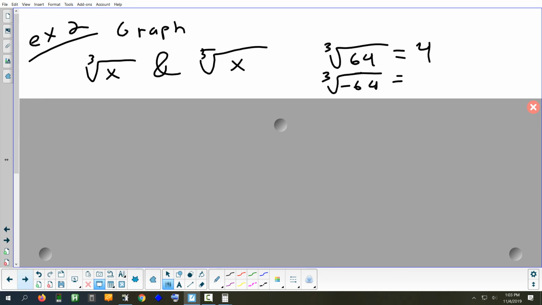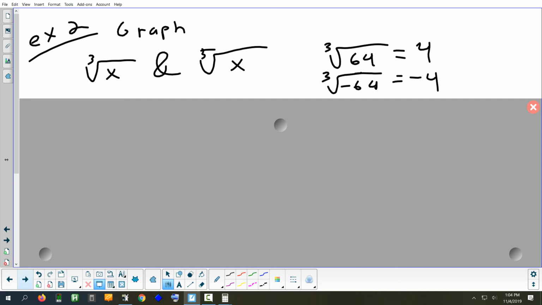So you can't think of a number that you can multiply by itself 3 times and get negative 64? Oh, negative 4. Negative 4 times negative 4 times negative 4. Yeah. So when you're dealing with odd indices, it's okay if x goes in the positive or the negative direction. So what do you think that's going to mean about the domain? The domain's going to be negative infinity to infinity. Yep.